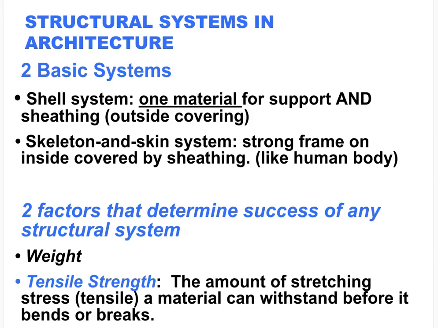So the first one is a shell system. It is one material for support and sheathing. Now we'll talk about sheathing. That will become a word that I just use as we go through this chapter, and that just means the outside covering of something. So it's not two things. The support and the sheathing is just one thing.